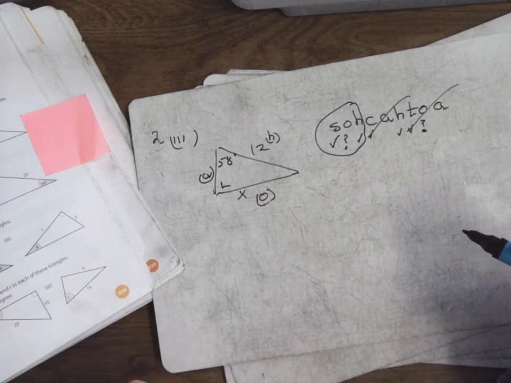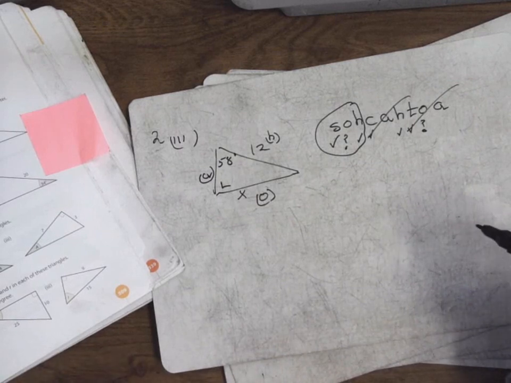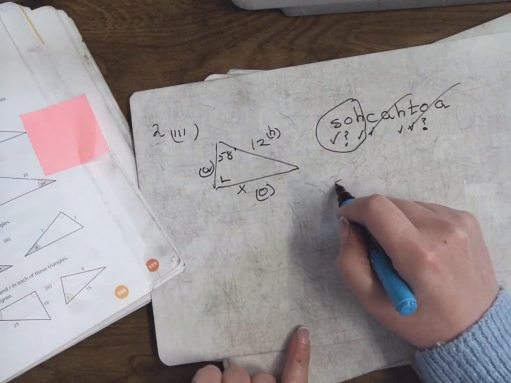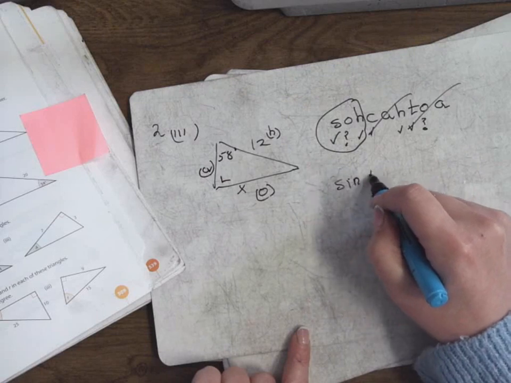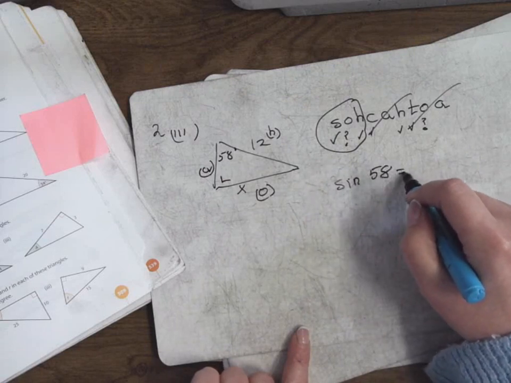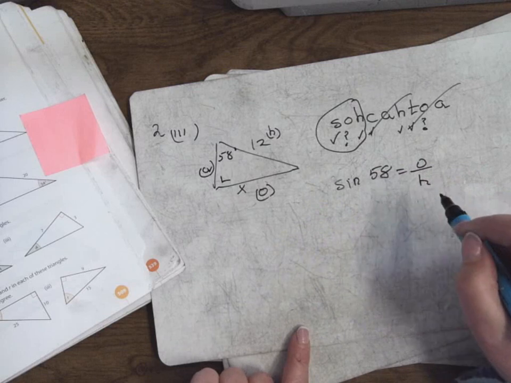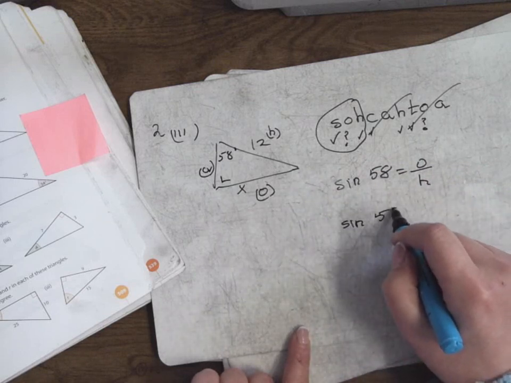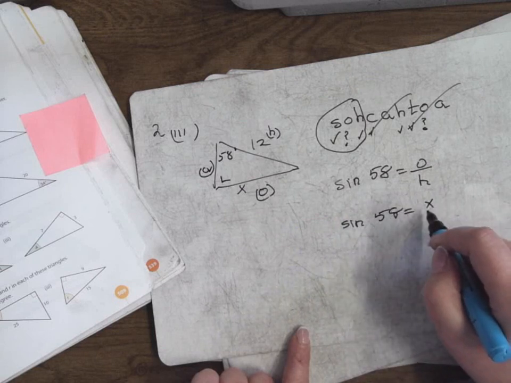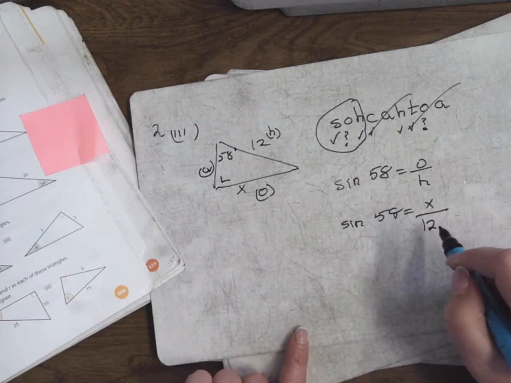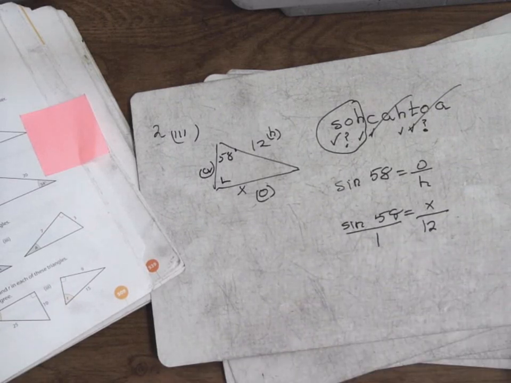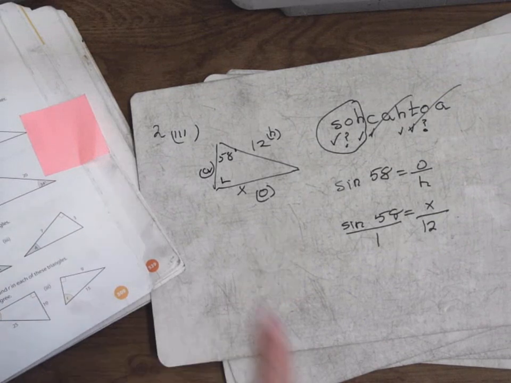You could use that way if the two ticks and the question mark is confusing for you. Rule out the ones where you've no interest, you don't know, and you don't want to know. So it's sine of the angle, sine of 58, is equal to O over H. So sine of 58 equals X over H, which is 12, right? And then you cross multiply. Put that over 1 and we cross multiply.